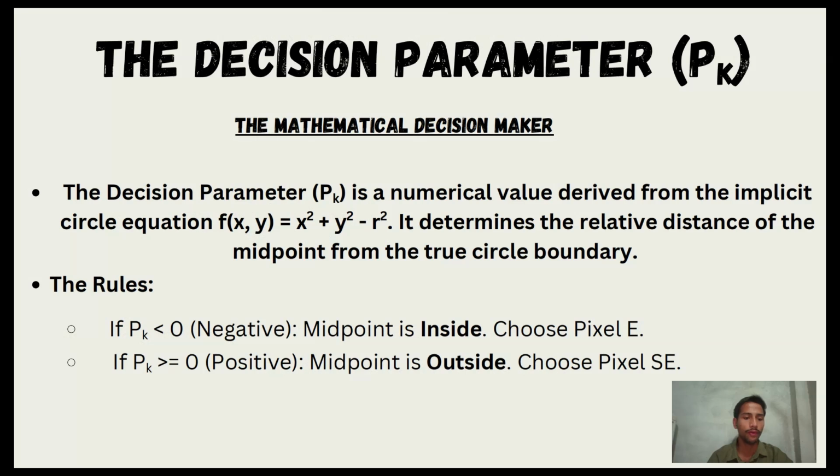First, if p of k is negative, which is less than 0, it means the midpoint is inside, so we choose pixel E. If p of k is positive, which is greater than or equal to 0, it means the midpoint is outside, so we choose pixel SE. This simple sign check tells the computer exactly which way to go.